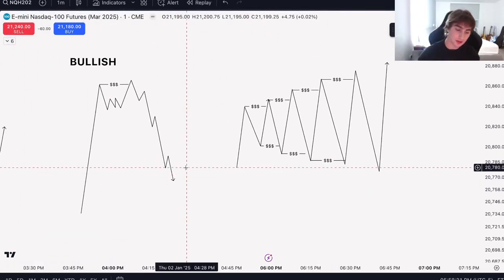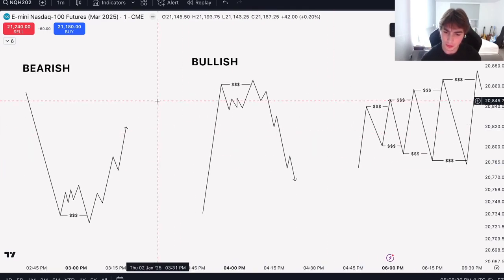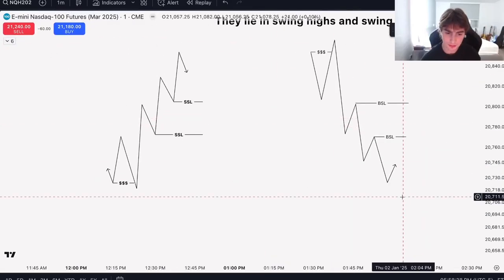And so that's really all you need to know foundationally for liquidity. So hope that made sense.